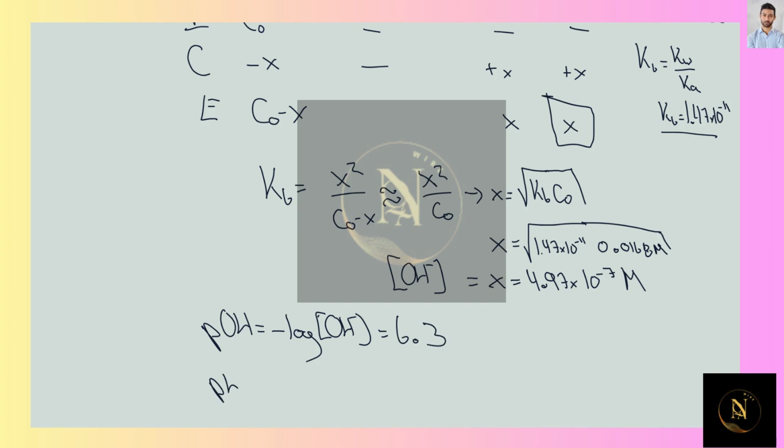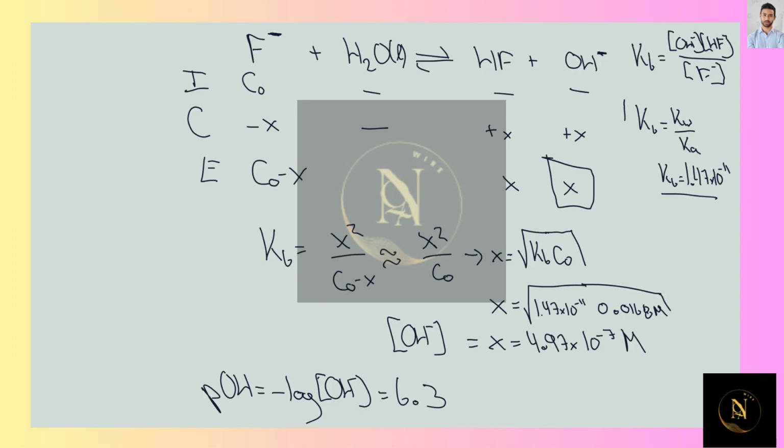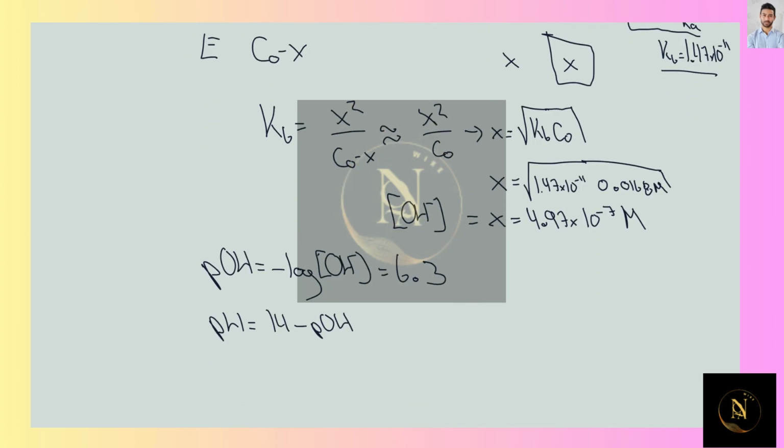And we can get the pH using the following equation, 14 minus pOH. Remember, this actually comes from taking the logarithm of this equation, essentially. So the result is going to be 7.7. And this is going to be the pH for the second solution.